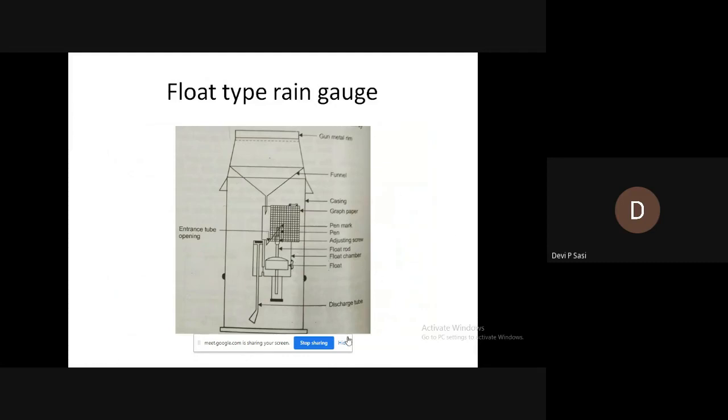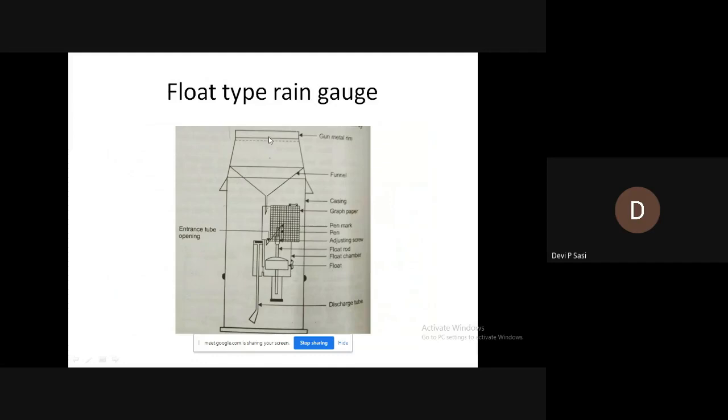Here you can see a segment, that is the float. Is there a float here? So if the amount of water in this float chamber increases, what happens is that the float rises. This segment called the float will rise. The float rises and produces a corresponding mark on the graph sheet.